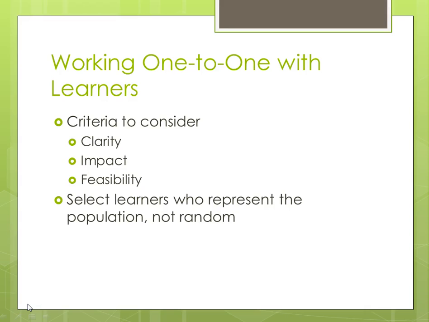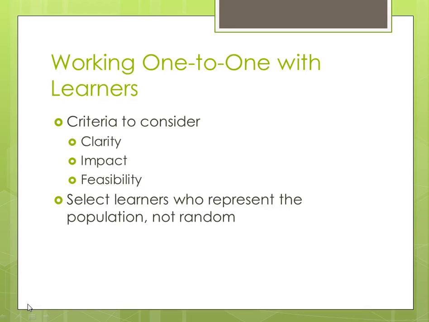Working one-on-one with the learners is important. In the three phases of the evaluation, you will first want to work one-on-one with 3 or more individual learners. You're going to want to get their perspective on things. You're going to want to see if the lesson was clear. Is the message clear to the target audience? What's the impact of it? Is it worthwhile? Is it feasible?